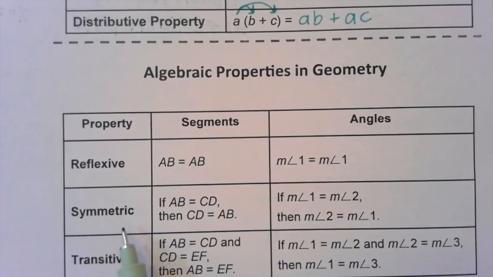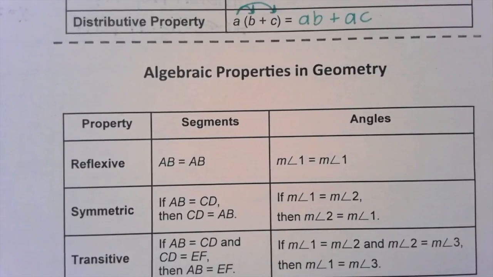Then we have symmetric. So we can flip-flop the equations. Basically, if segment AB is equal to the measure of segment CD, well, then we could say CD equals AB as well. They can be flip-flopped. Same for angles. If the measure of angle 1 equals the measure of angle 2, well then, the measure of angle 2 is equal to the measure of angle 1. So we can flip the left and right side of the equations.